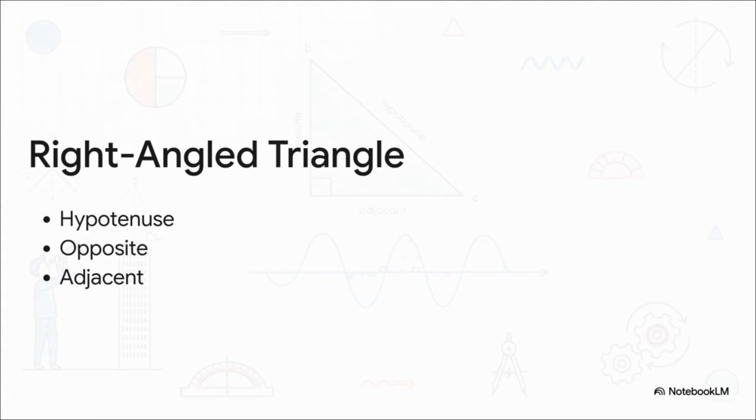All right, let's get grounded. To measure the physical world, we first have to break down the ultimate shape, the right-angled triangle. It has three core components, and they're all based around our target angle, which we usually call theta. First up, there's the hypotenuse, which is always the longest side, guaranteed. Then we have the opposite side, which sits directly across from our target angle, and finally, the adjacent side, which runs right next to that angle. Once you know these three players, you basically hold the keys to the kingdom.